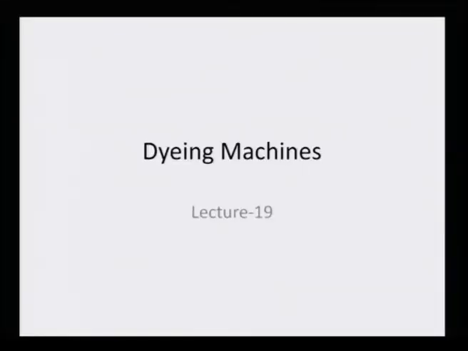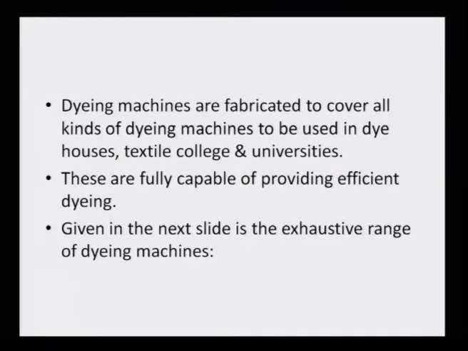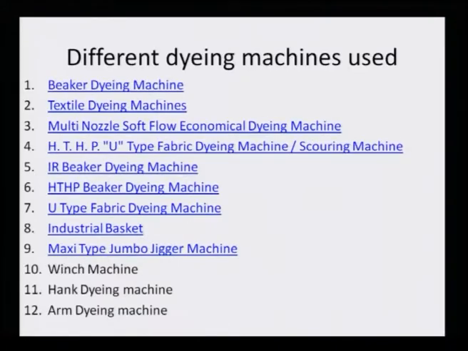So, now let us take a look at the different types of dyeing machines that are being used in the dyeing industry. Dyeing machines are fabricated to cover all kinds of needs in dye houses, textile colleges and universities. So it is not just meant for the industry, but even for small colleges where dyeing processing is taught. These are fully capable of providing efficient dyeing. Given in the next slide is the exhaustive range of dyeing machines used in today's dye industry.